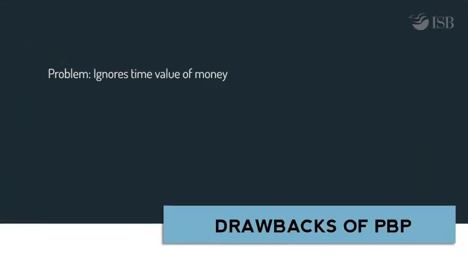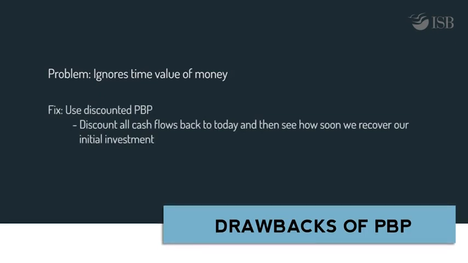One drawback is that it ignores time value of money. We have seen earlier in the course that cash flows occurring at different points in time cannot be added, subtracted or compared directly. They need to be aligned at the same point in time through discounting or compounding before they may be added, subtracted or compared with each other. This drawback of the payback period can be fixed using a discounted payback period method. Here we discount all cash flows back to today and then we see how soon we recover the initial investment.